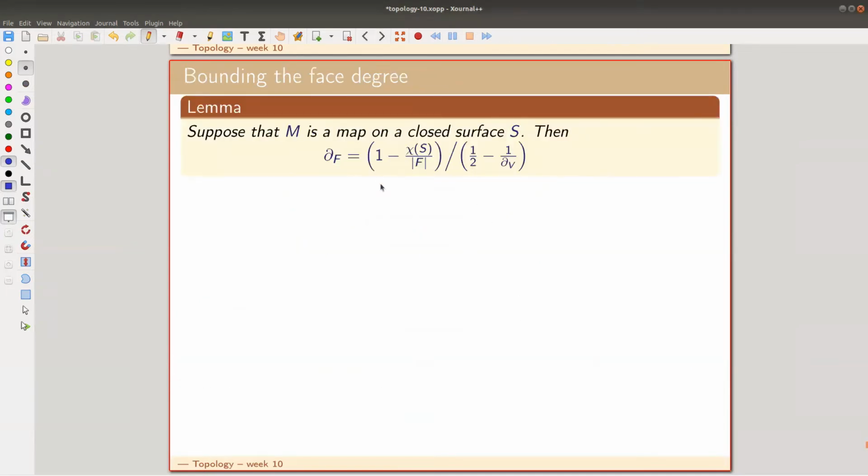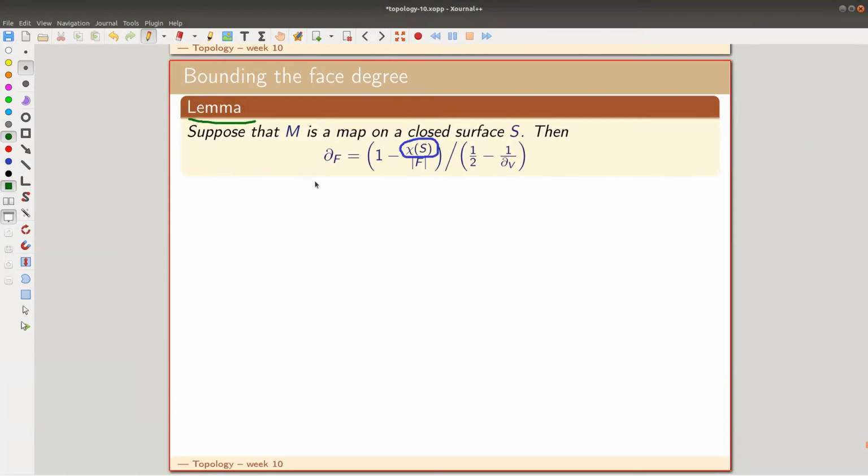The lemma looks quite similar to what we have seen already. There's a 1 over 2, there's some minus and whatever. So let me just say, if you have a map of a closed surface, there's the Euler characteristic of the closed surface, and then the average face degree is given by this formula. Okay, that's a lemma, that's just some formula, which we will use in a second.